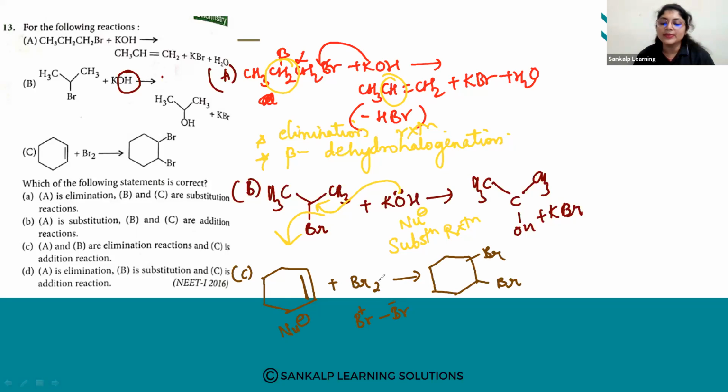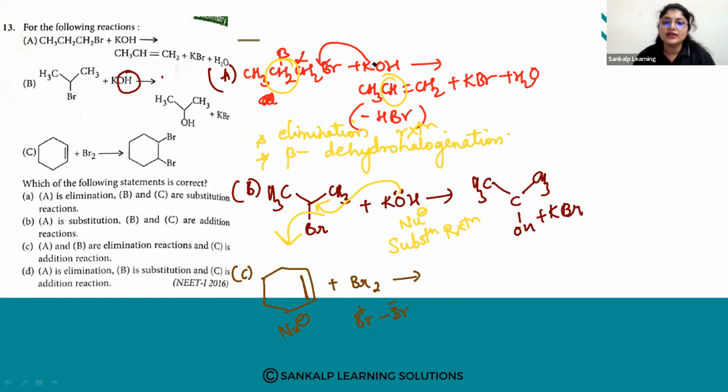So now what is happening here? The Br plus will attack first. So it will be electrophilic. So what type of addition? Across the double bond, first there will be addition of one Br. So how will it be? I'll just show it stepwise.